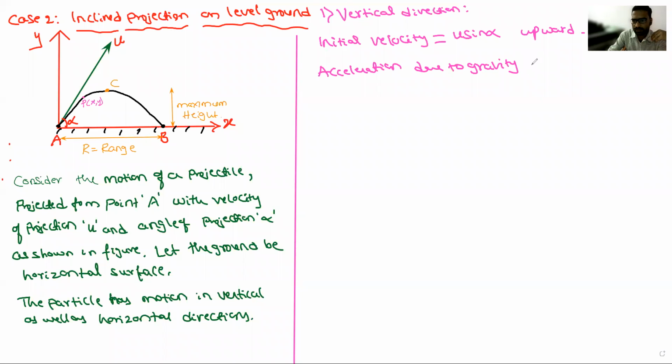Acceleration due to gravity, g, is equal to 9.81 meter per second square. Is this moving upward or downward? The particle is moving in an upward direction. So is g positive or negative? Negative. Whenever you are coming towards the earth, it is attracting more and the g value is increasing. In the direction of gravity it is positive; opposite to gravity it is negative.